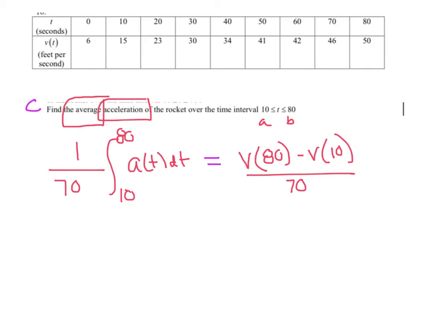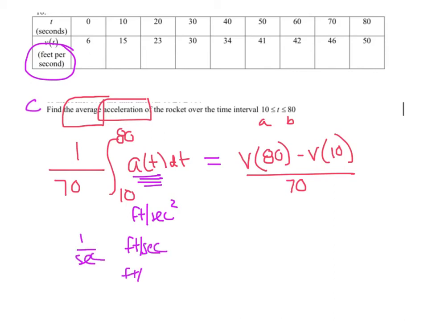All right, now let's talk units. Acceleration, okay, if velocity is feet per second, when you differentiate, you add on a per second. So this is feet per second squared. Just want to be clear on that. Velocity is feet per second, so acceleration is feet per second squared. If I integrate acceleration, I'm going to lose my per second, so I'm going to get feet per second. But now I'm multiplying by a 1 over second, so I'm going to get back to feet per second squared. So my units on this answer should be feet per second squared.